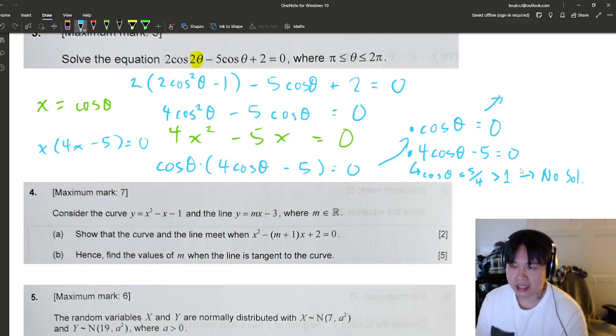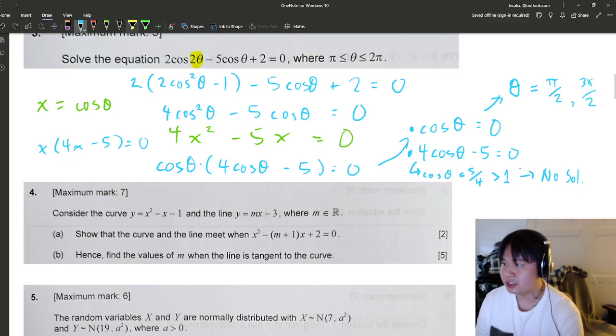Okay, for this one, this should just come from memory. You should know where cosine is 0. Ironically, I'm trying to remember. But I believe it's pi over 2 and 3 pi over 2.